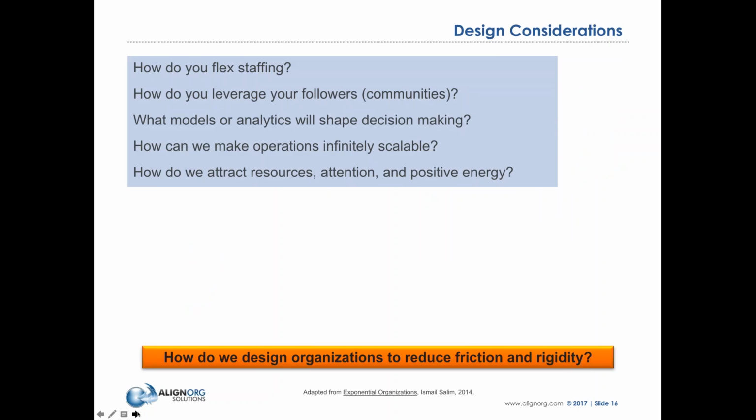Moving forward here, the first set of questions are things like this. How do you become more flexible in your staffing? So if there are times when, in certain places or in certain locations, I don't own and control the staff, then how do I have more flexible options? Another question is, how do I leverage people that I'm engaged with, call them my followers, or the communities of expertise or practice that exist out there? What are some of the models or analytics that can help shape decision making?